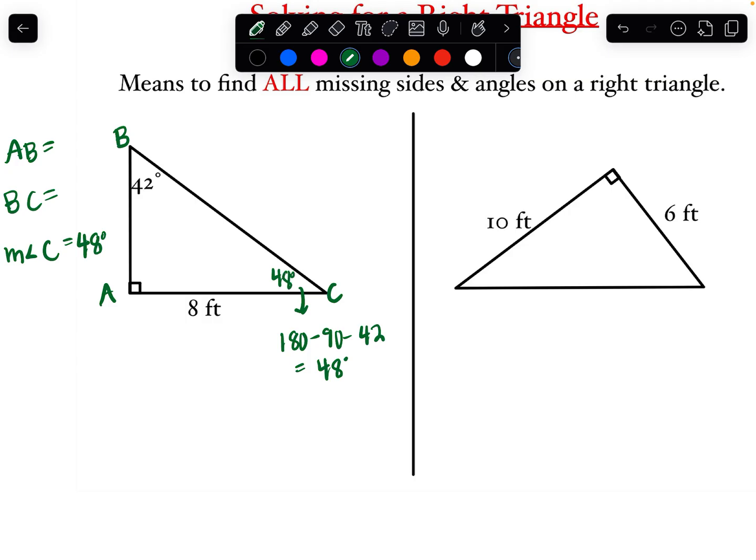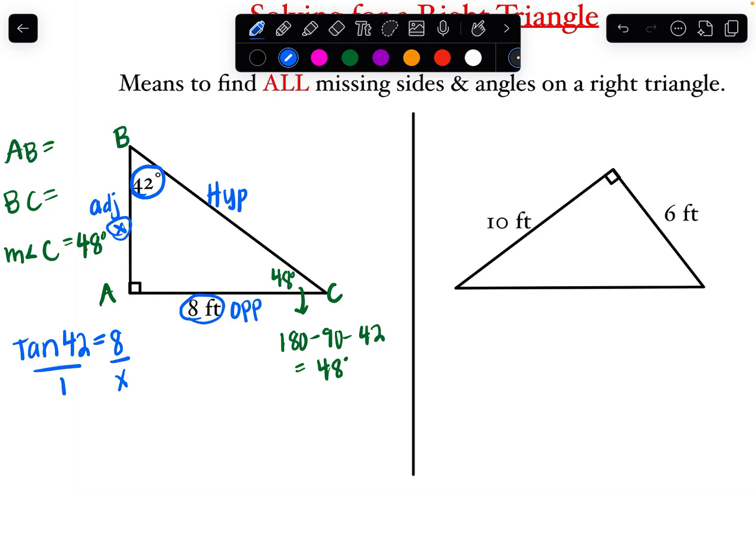So now we need to find AB and BC. So solving for a side, we pick our reference angle. I'm going to use my reference angle of 42. So we have the hypotenuse, the opposite, and the adjacent. And here I'm solving for AB, so I'll call that my x. We need to find our adjacent, and we know our opposite, so we're going to be using tangent. So tangent of 42 equals our opposite over our adjacent.